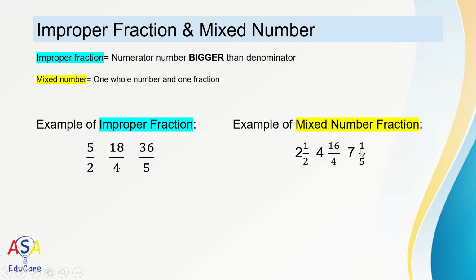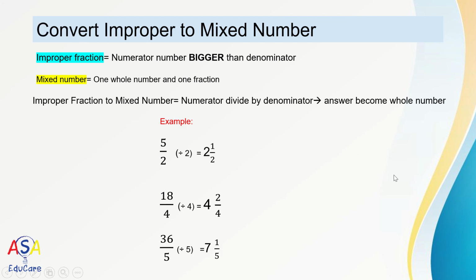If you want to listen for year 4's one, year 4 mathematics, feel free. So for year 4, you need to convert improper to mixed number. Remember improper is where the number is way bigger than the denominator, and the mixed number is one whole number and one fraction. When I convert improper to mixed, usually I need to divide because it's too much.